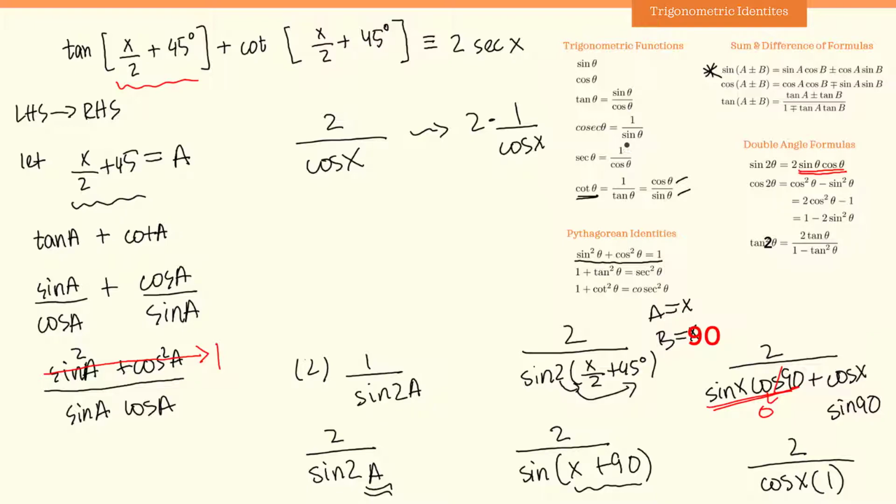And 1 upon cosine x, I can use this formula which says that secant of theta is equal to 1 upon cosine theta. So in place of this 1 upon cosine theta, I can write 2 secant of x. And this was the expression on the right hand side. So I have proven this.